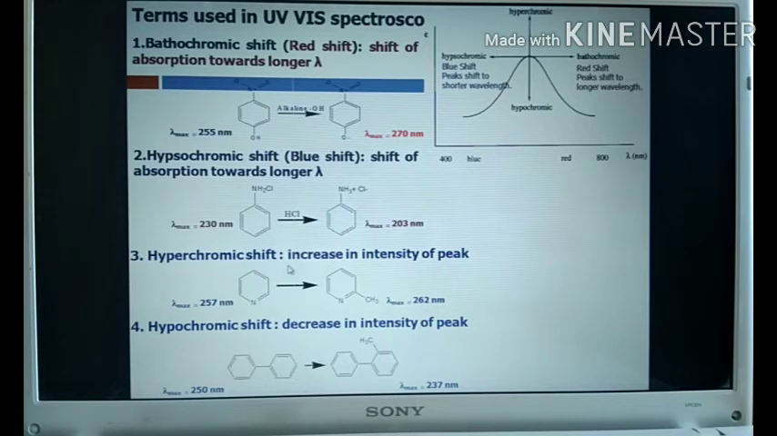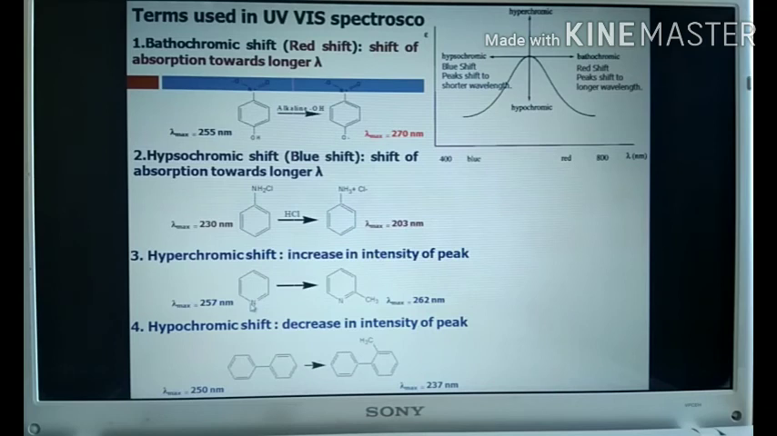Now hyperchromic effect is an increase in intensity of the peak, the peak gets sharpened. If the intensity is increasing, it is the hyperchromic effect. Hyperchromic shift means a shift which increases the intensity of the peak. For example, this is pyridine, 257 nanometer, when it reacts with methyl chloride.